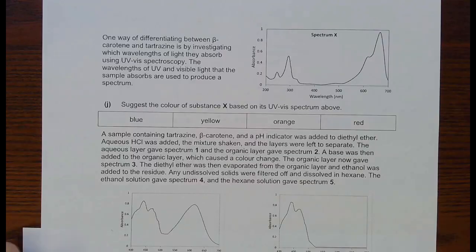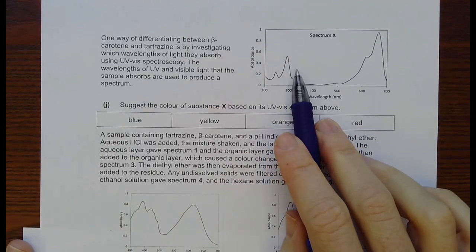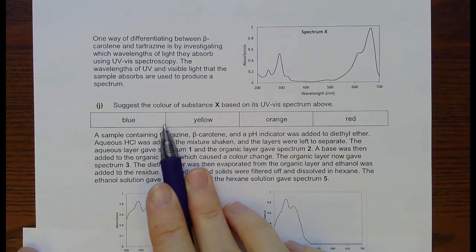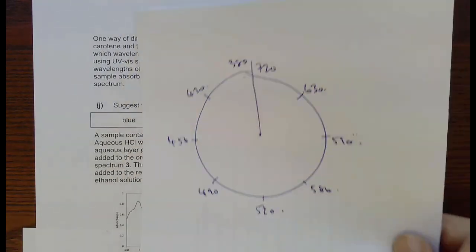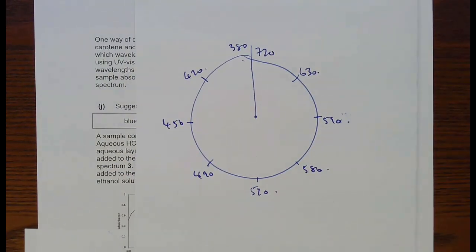So, next, we are then asked about this UV vis spectroscopy. Suggest the colour of substance X based on its UV vis spectrum above. Now, rather annoyingly, I don't have a physical copy of the datasheet, which has got the colour wheel on it. But I've prepared my own version of the colour wheel.